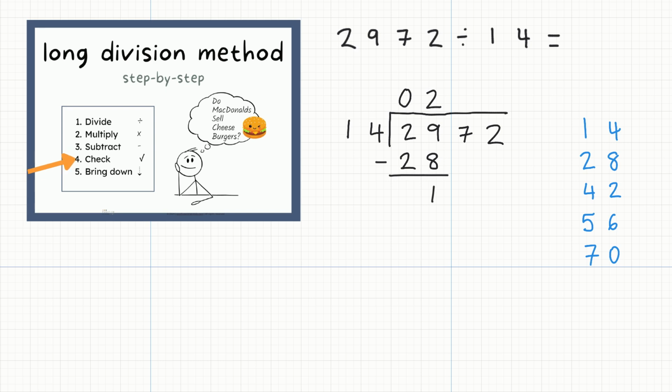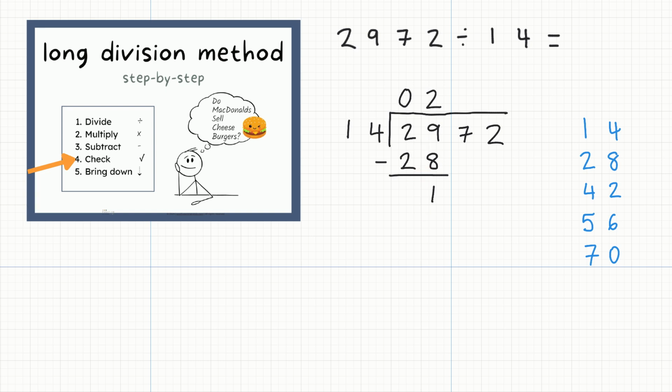Fourth step is to check. So I'm just going to check everything I've done so far very, very quickly. 14 goes into 29 twice. 2 times 14 is 28. 29, take away 28 is 1.